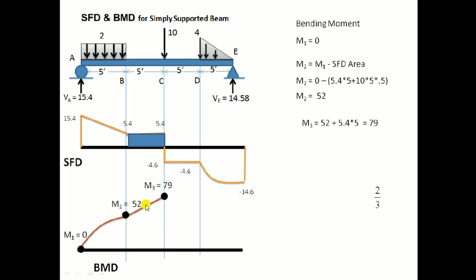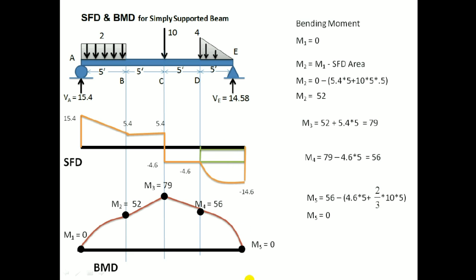How can we find out? M3 is equal to this one. This blue rectangular area is 5.4 into 5. This is M3. M4 we can find out as the previous moment minus this blue shear force area. Here it is downward from the baseline, so we have subtracted the area. Here it was upward from the baseline, so we have added this area over here. Here it is downward, so we have subtracted it from the previous moment. Simple.